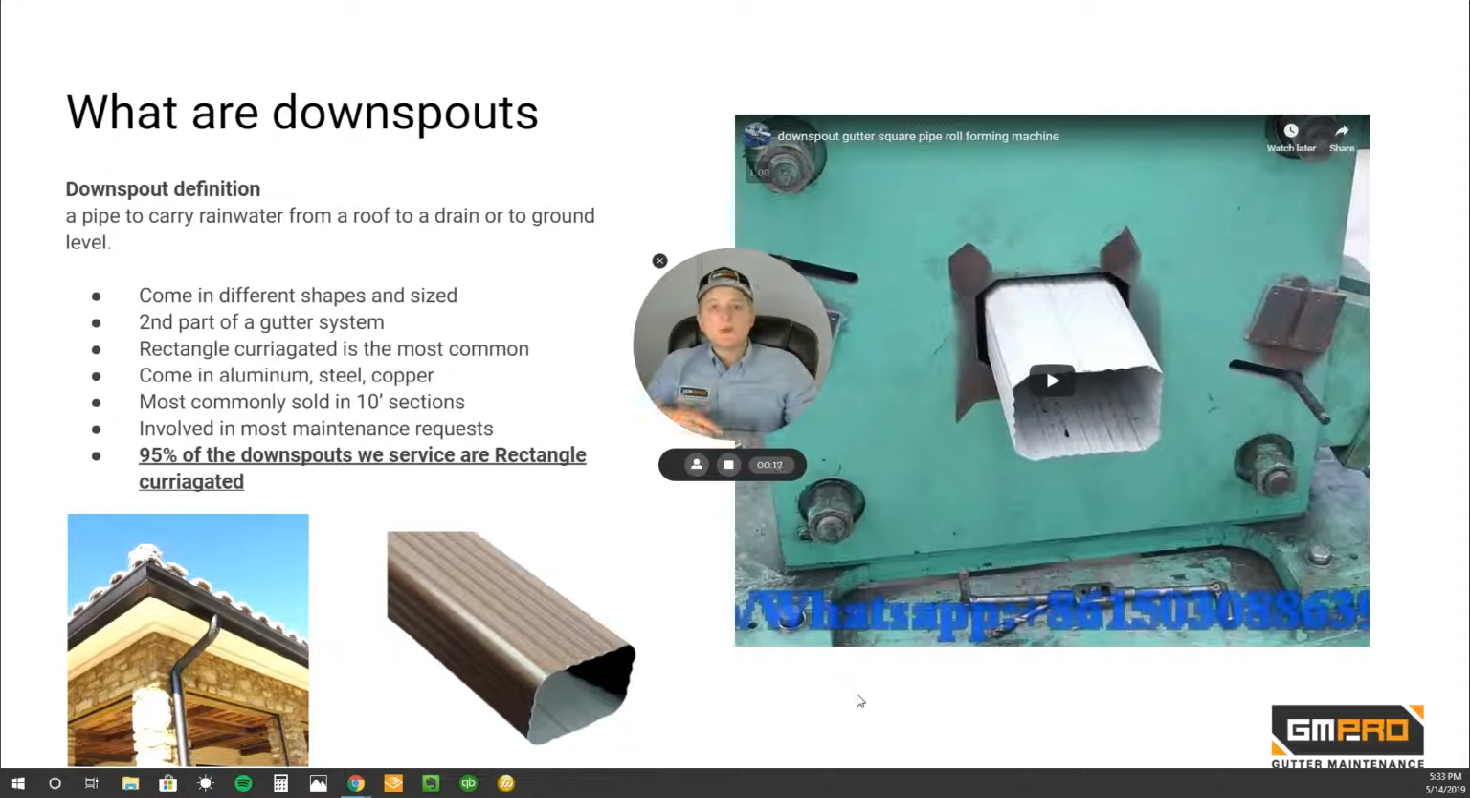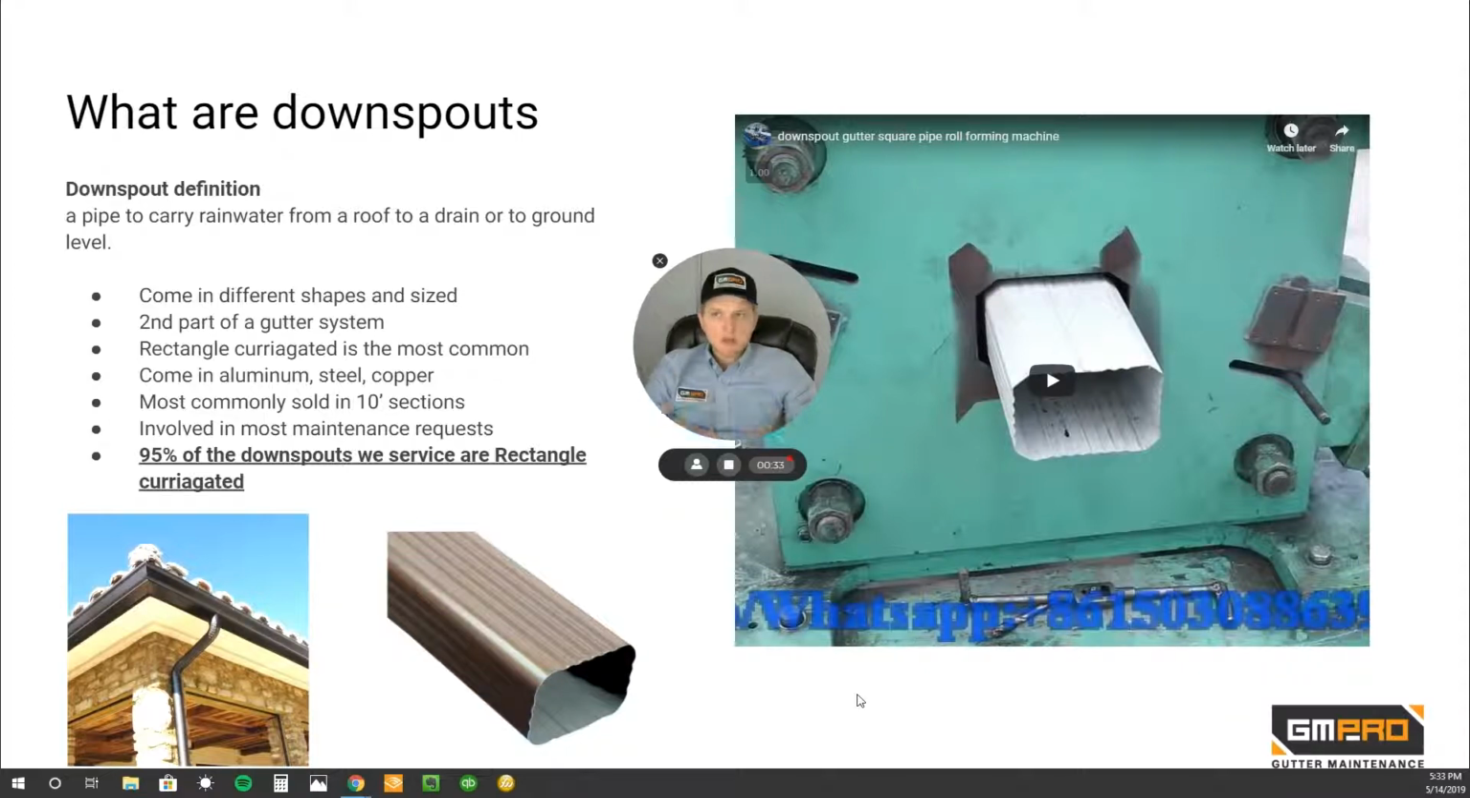A lot of times people refer to gutters as the entire thing, but there are gutters and there are downspouts, and they both work together. Gutters are the horizontal part that capture that rainwater, and downspouts are the vertical part that redirect and channel that water and take it wherever you need it to go.